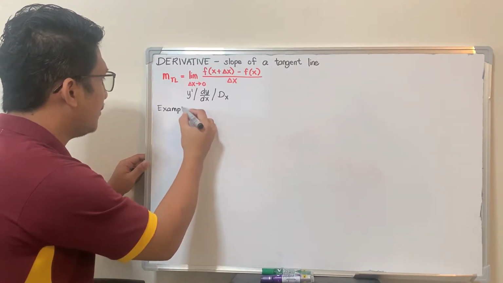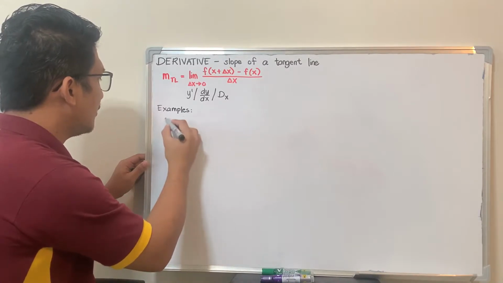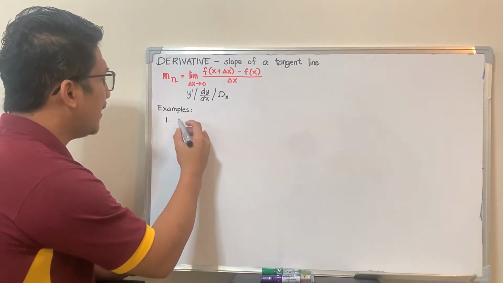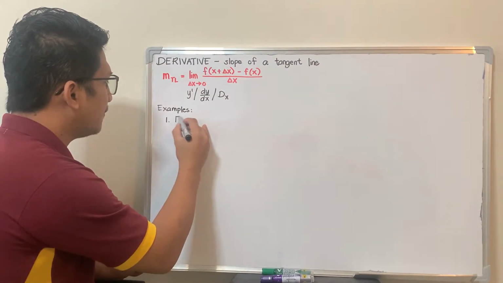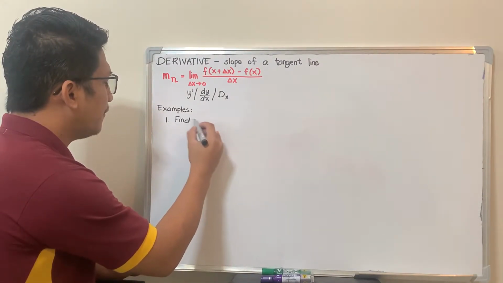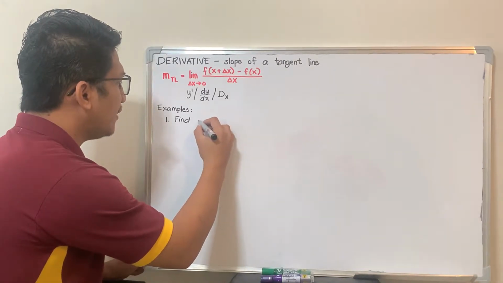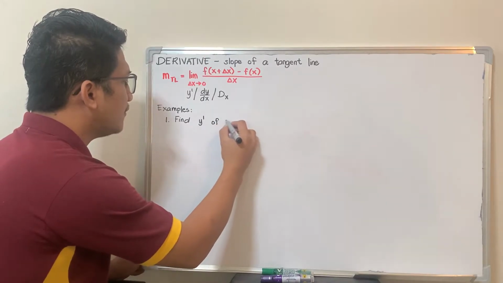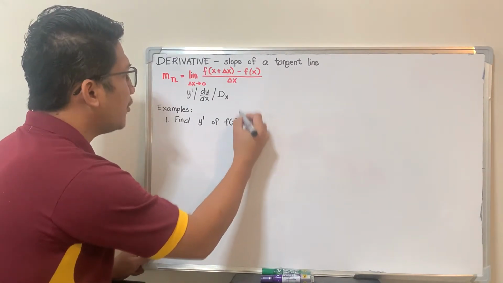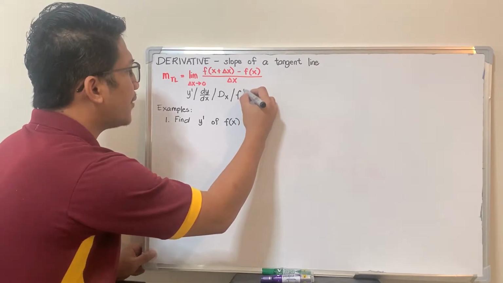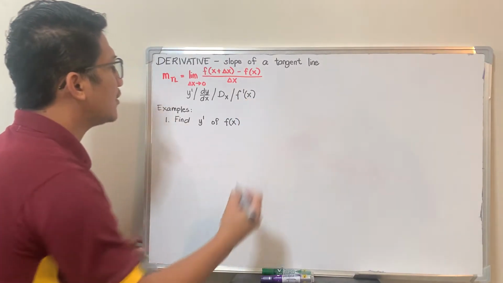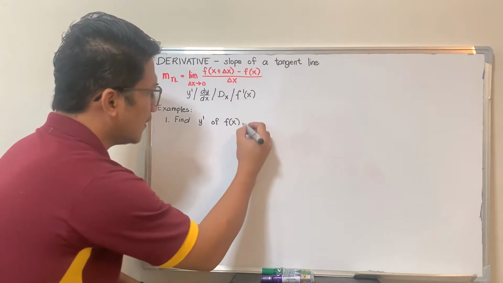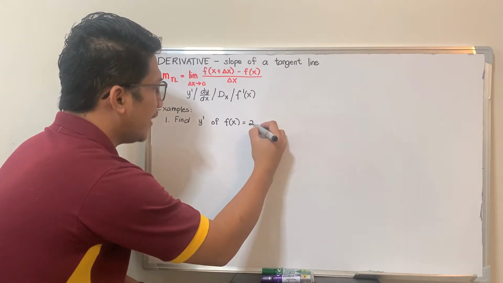Now, let's have a few examples. Example number 1: find the derivative. Find MTL, or the derivative y prime. Find y prime of f of x. f prime of x is also a derivative. Or find the y prime of f of x equals, let's say, 2x plus 3.